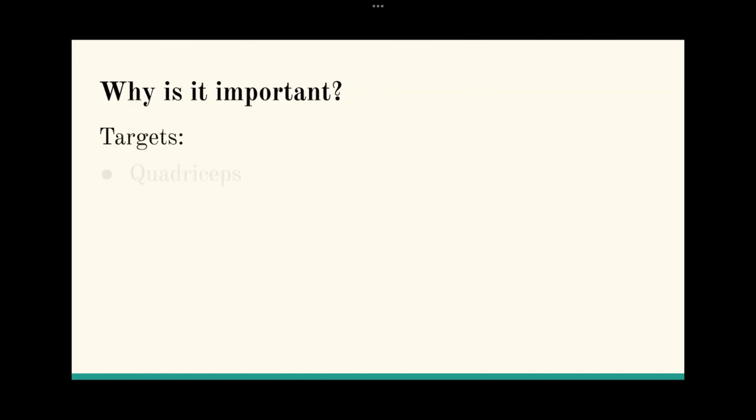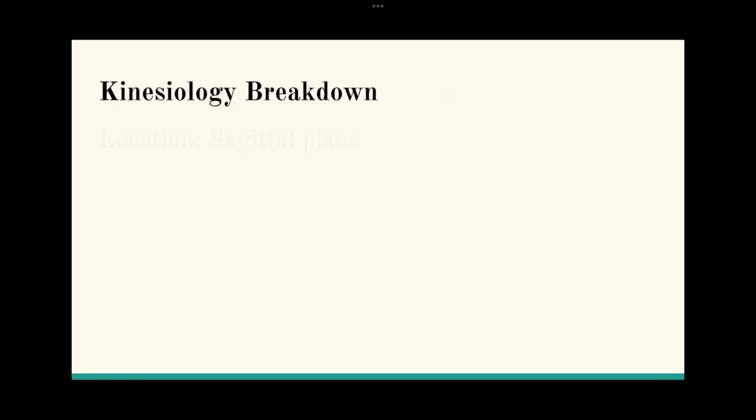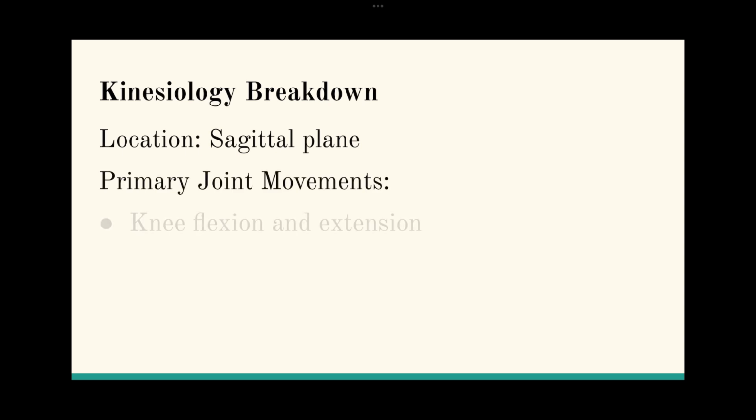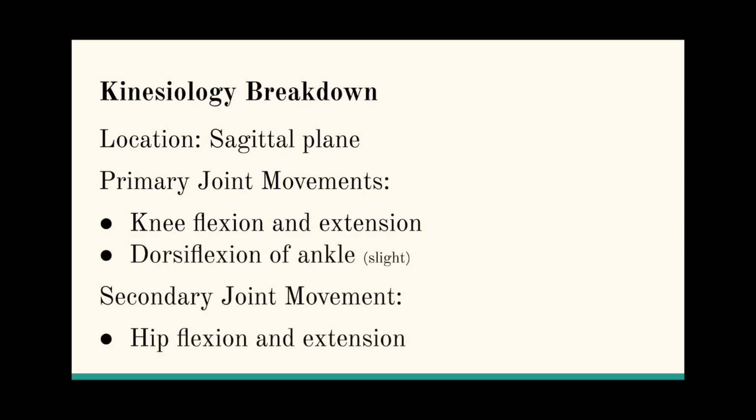This exercise targets the quadriceps, glutes, and stabilizing muscles of the lower body and hip. In addition to this, it works to help the patient practice functional movements like walking on the stairs, as well as any knee flexion movements like squatting, sitting down, etc., to help return to a normal or improved range of motion. This exercise is performed in the sagittal plane. The primary joint movements are knee flexion and extension with a slight dorsiflexion of the ankle. The secondary joint movement is hip flexion and extension.